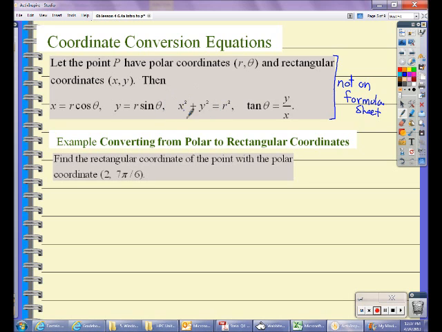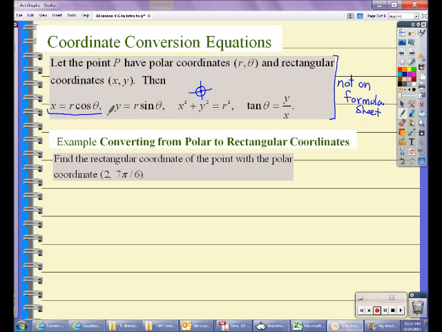You should already know from Algebra 2, and more recently from just a couple videos ago, that x squared plus y squared equals r squared. Remember, that's the circle centered at 0. And you should already know from last semester, and more recently from vectors, that tangent of theta equals y over x. They're not on the formula sheet, but they tell you the relationships between x, y, r, and theta.